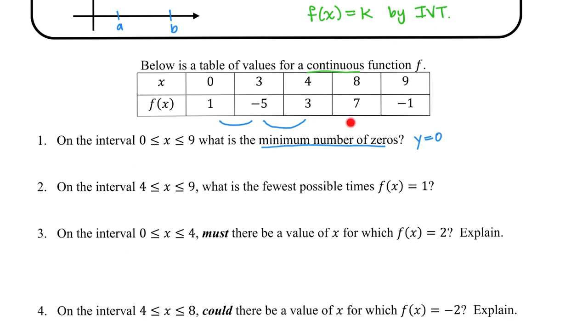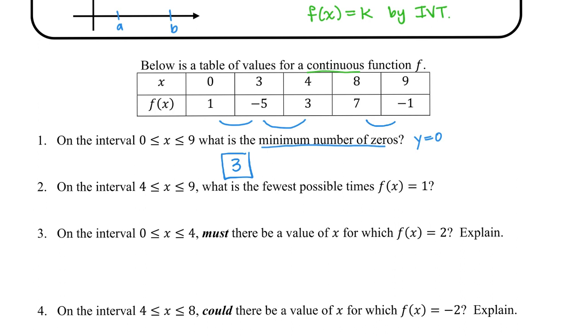Now, from 3 to 7, no, there's no reason I have to pass through 0. I might, but I don't have to. From 7 to -1, yes, I would have to pass through a 0. So in this case, there's at least the minimum number of zeros. There has to be 3 according to this table. There could be more, but there has to be at least 3.